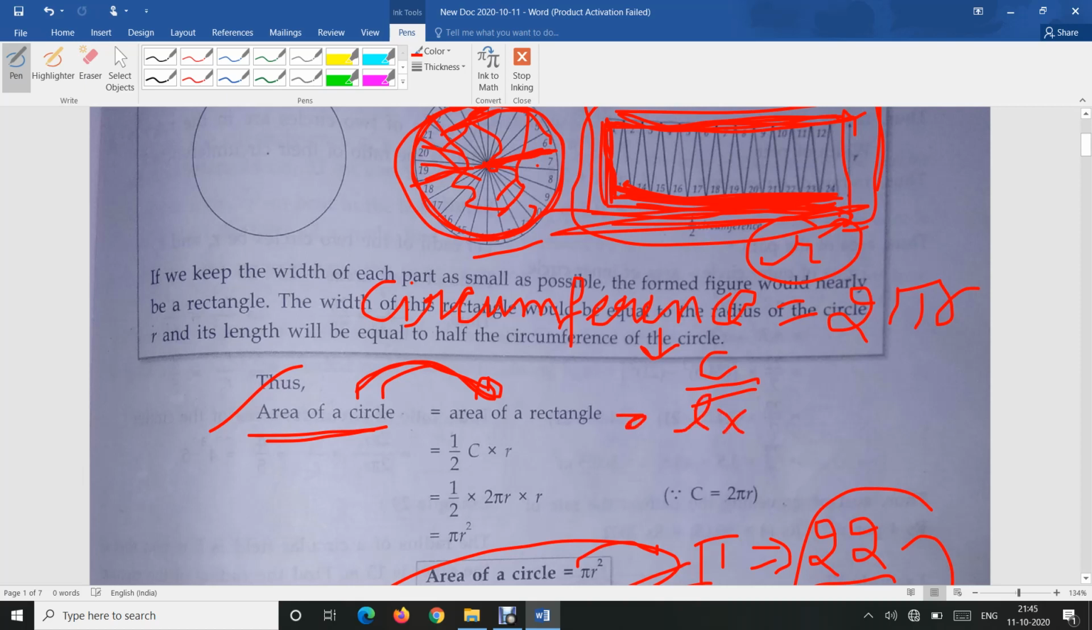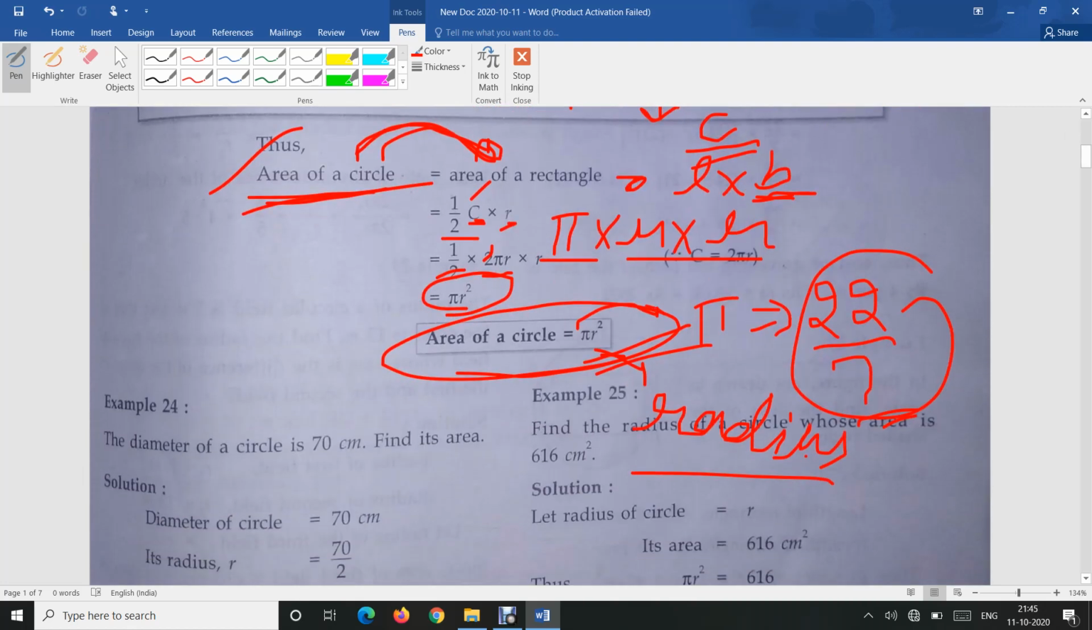So let's see, area of circle is equal to area of rectangle. Area of rectangle is length into breadth. B is the breadth, which is the radius of the circle, so we can put r at the place of B. And as I told you, the length will be half of the circumference, so we can put half of the circumference at the place of L. Now we know the value of C, which is 2 pi r, so we can put 2 pi r at the place of C. Now this 2 will cancel this 2. Now you are left with pi multiplied by r multiplied by r, that means pi r square. So we can say that the area of a circle is equal to pi r square.